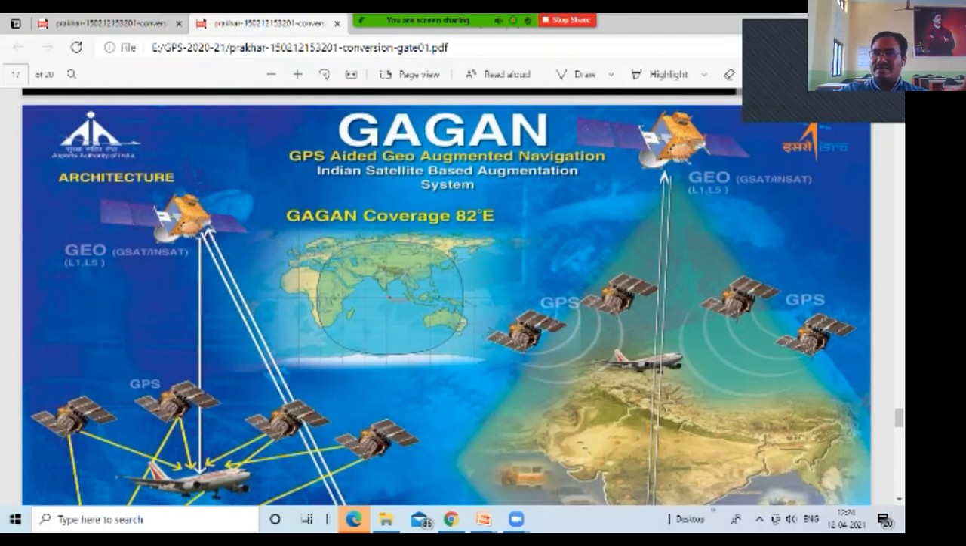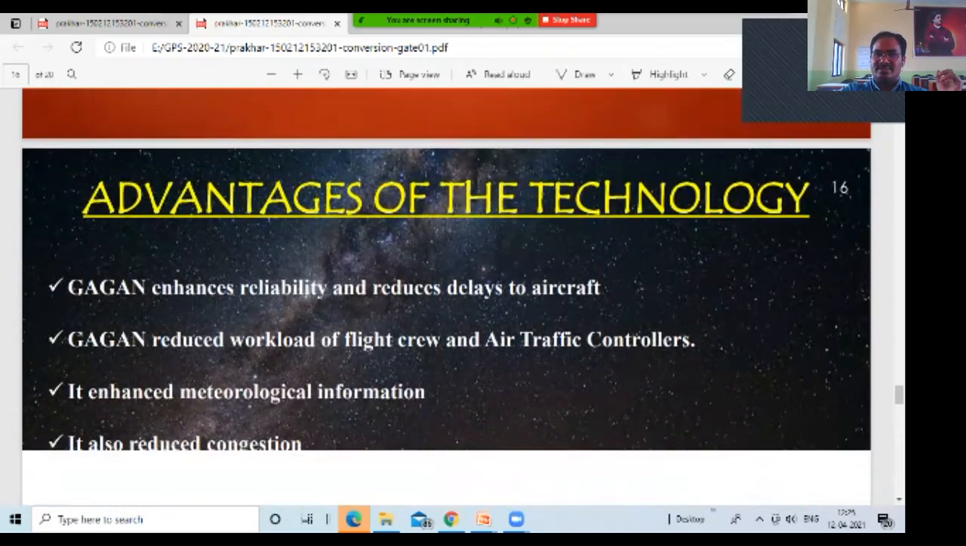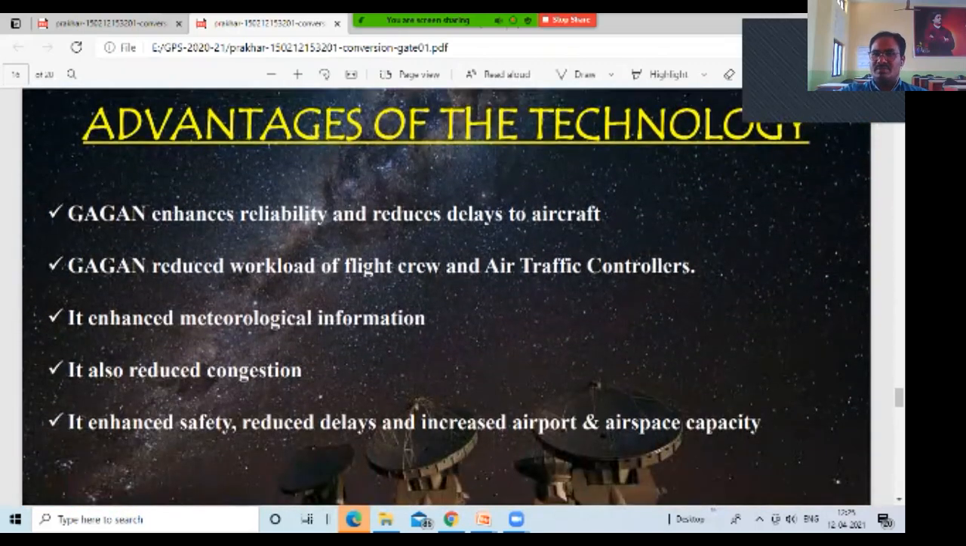So satellites existed before the invention of GPS, but we are now using the help of our satellites for the GPS navigation purposes. And these are the advantages. Very, very important this topic is.